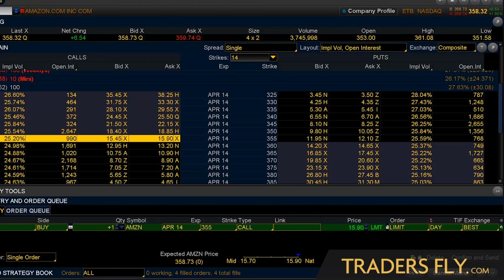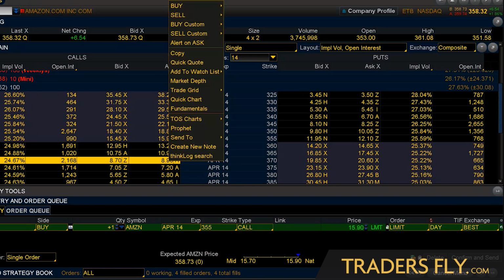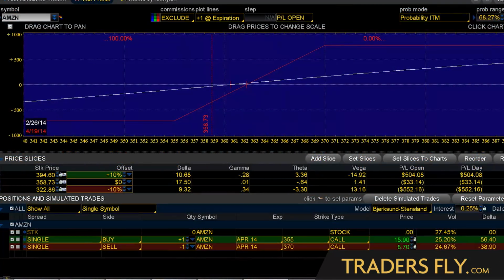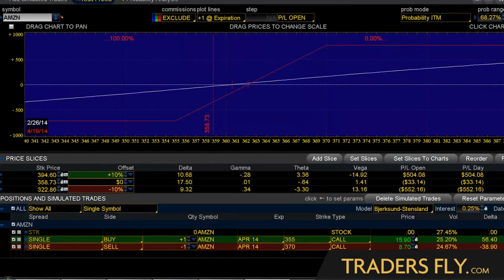So let's say we don't believe Amazon will get to, let's just say, the 370 level or something like that. We'll sell a single, and then we'll analyze the duplicate trade. So now this gives us a new profit picture like this.